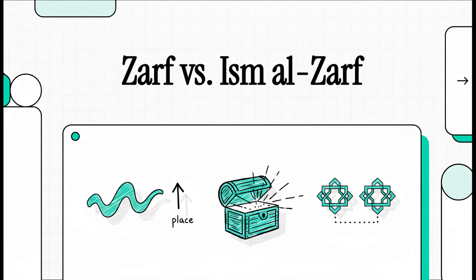Hey everyone! So if you're learning Arabic, you've definitely come across two terms that seem almost identical, zarf and Ism al-Zarf. They both have to do with time and place, right? But one of them is hiding a secret, an extra layer of meaning that totally changes the game. And today, we're gonna crack that code.